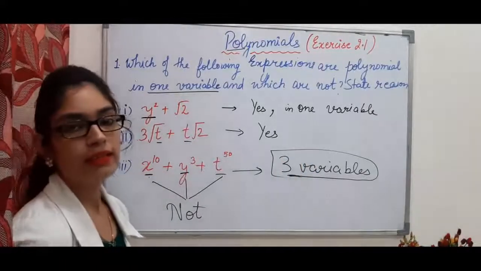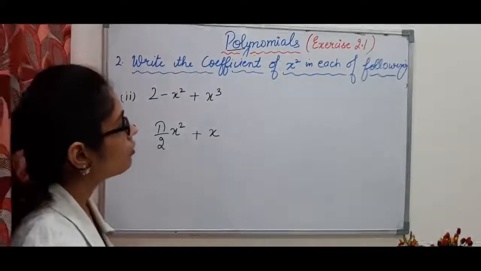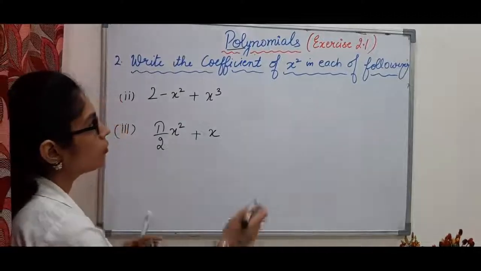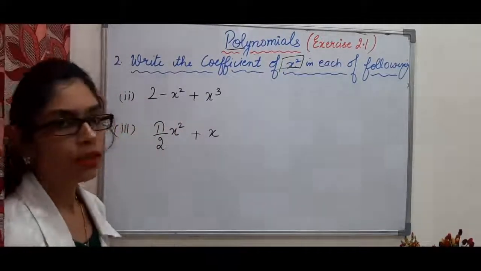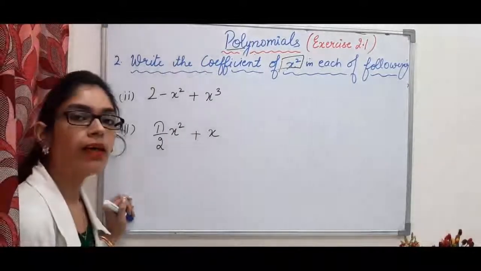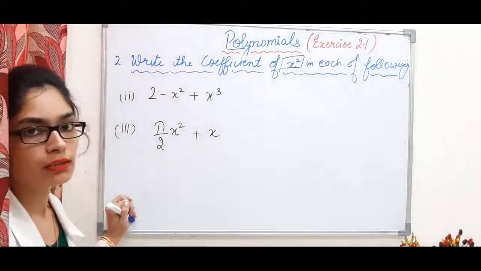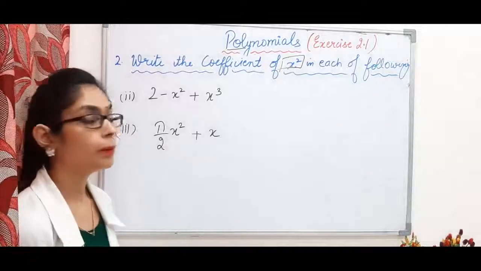Now let's do the second question. The second question is write the coefficient of x square in each of the following. So you have to write the coefficient of x square. There are 4 parts, and here I am going to do only 2 parts. The remaining 2 you have to try yourself. The answers you can post in the comment section.